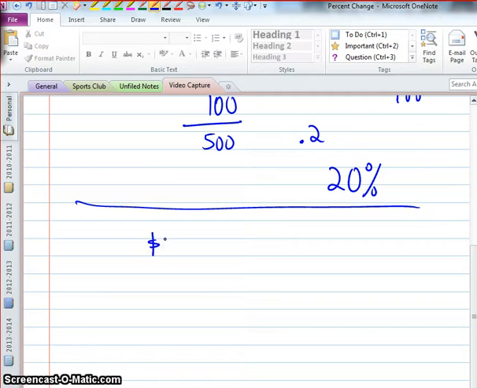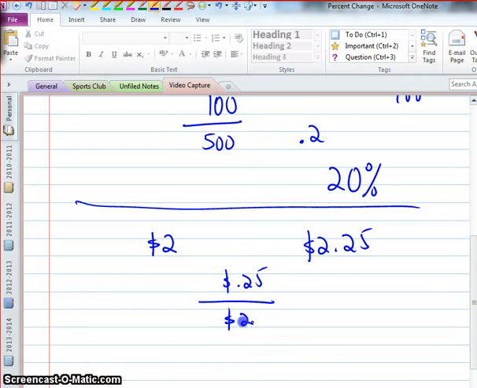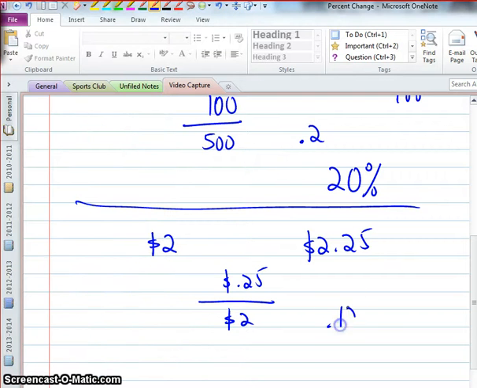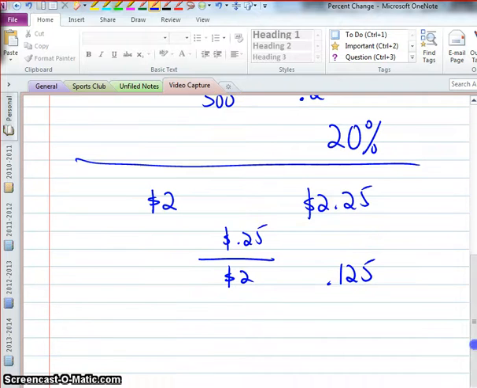So let's take an example that you go to a ball game and a Coca-Cola is $2, but then you go again, and the next time you go it's $2.25. So the amount of change, the amount that differs from the original, was a quarter, 0.25, and the original amount was $2. Same deal. Let's do 0.25 divided by $2. That's 0.125. So when we move the decimal place to convert to a percentage, 12.5%.